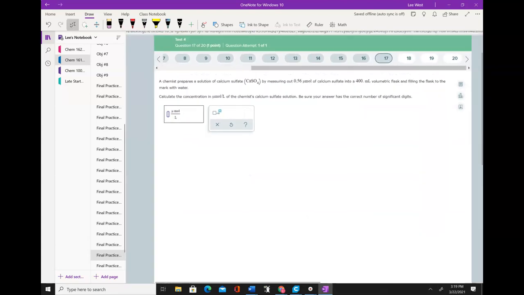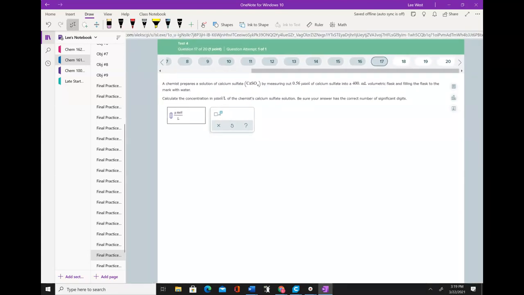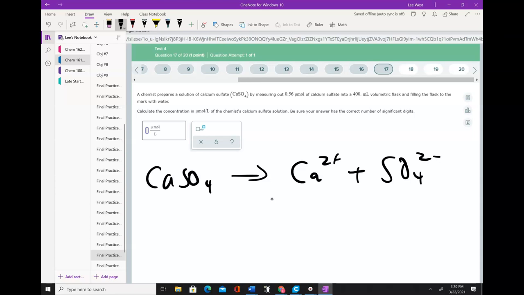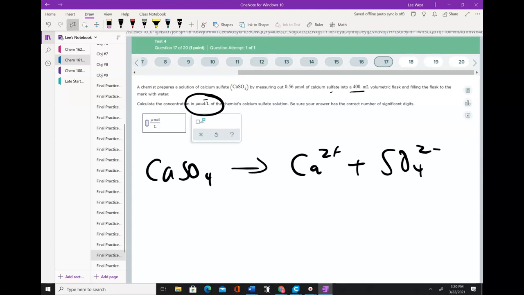Oh, it looks like a concentration, but it's got weird units because it's micromoles per liter. A chemist prepares a solution of calcium sulfate. So calcium sulfate, we know that if you're going to dissolve that in water, you would get calcium ions and sulfate ions. By measuring 0.56 micromoles of calcium sulfate into a 400 milliliter flask and filling it to the mark. Calculate the concentration in micromoles per liter. Oh, this is kind of easy. We've just got to turn that into liters, haven't we?